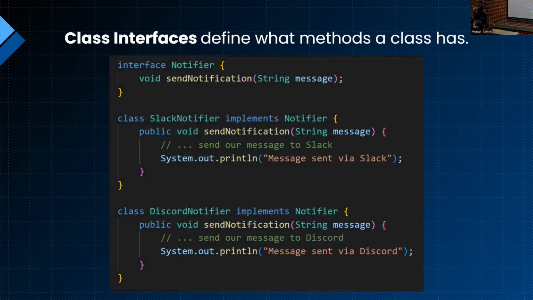So let's say we want to build another notifier for Discord. Well, we can just make another class that implements the notifier interface. And we have the same send notification function here. Again, it takes in a string message. It works the same way from the outside, but on the inside, it's doing different things.